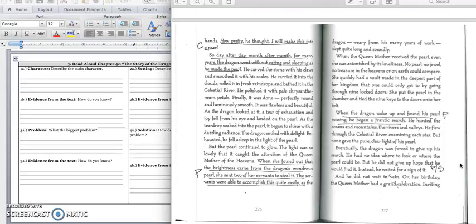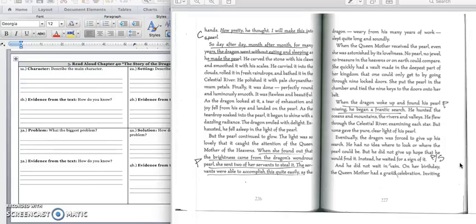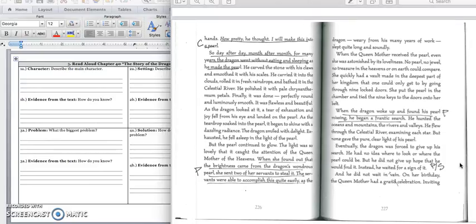Bottom of page 227. Eventually, the dragon was forced to give up his search. He had no idea where to look or where the pearl could be, but he did not give up hope that he would find it. Instead, he waited for a sign of it, and he did not wait in vain.